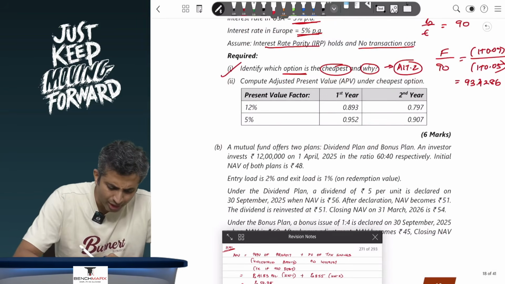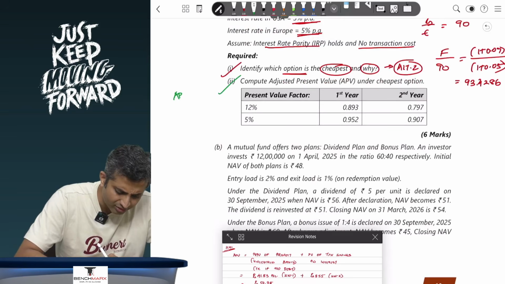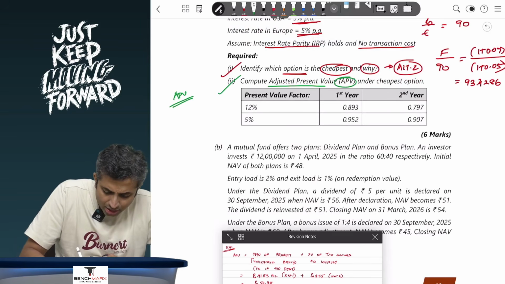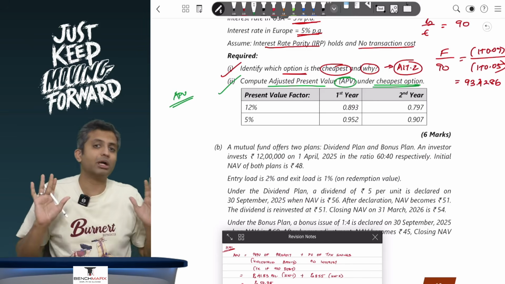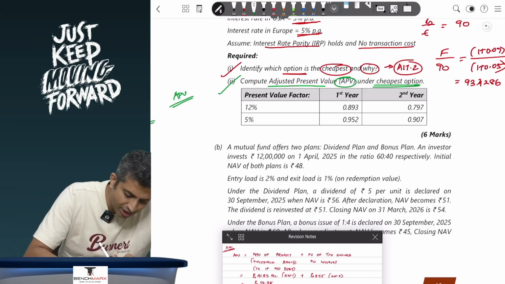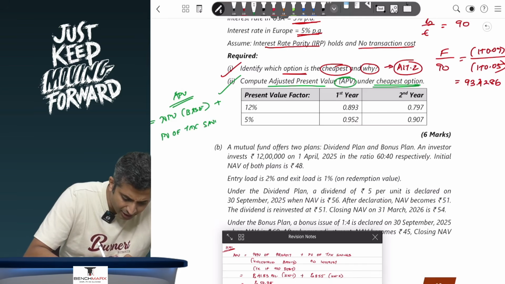Then you look at sub point 2. This is on the adjusted present value concept. Compute the adjusted present value under the cheapest option. Now over here, this is a multi-currency approach, and hence in case of a multi-currency approach, the adjusted present value will be the NPV at the base plus the present value of tax savings on interest.